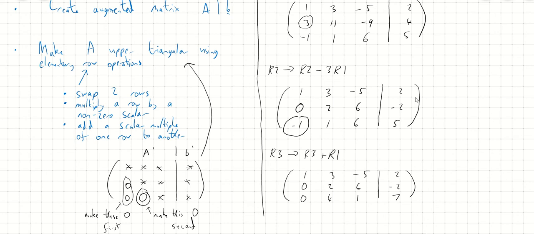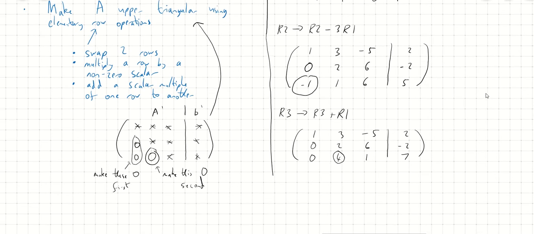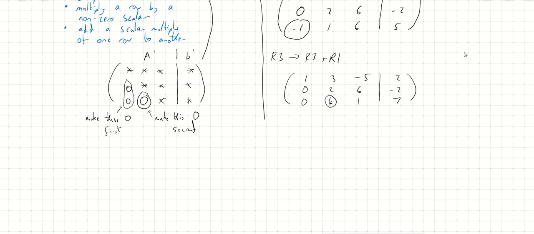Now we need to turn this 4 into a 0. Well, to do that, we're going to use row 2, because if we use row 1, then this 1 in the first column would change the first column of row 3. So we don't want to use row 1. We want to use row 2. So how are we going to do that? We're going to replace row 3 with row 3 minus 2 lots of row 2, because 4 minus 2 lots of 2 will give us 0.